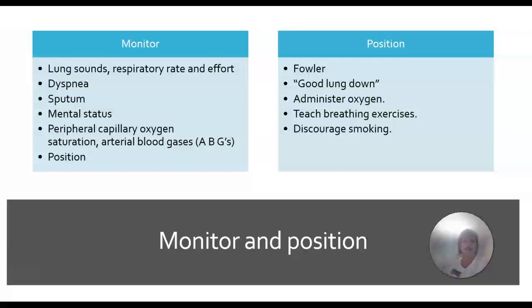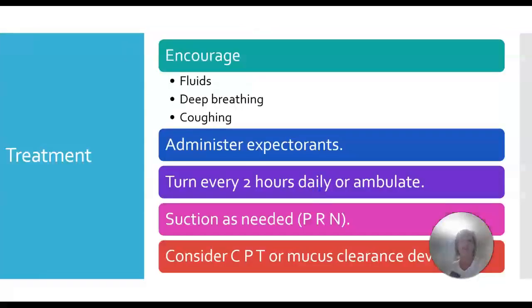And then we're going to position them in a way that helps them to breathe. One is going to be Fowler's. We're going to sit them up. Nobody breathes good lying down. If you have one side that is more infected than the other, we're going to put the good side down. We're going to give them oxygen, either nasal cannula, however it's going to work for them. Teach them breathing exercises, and stop smoking if they're smoking. Those are some big things that we can do to help them.